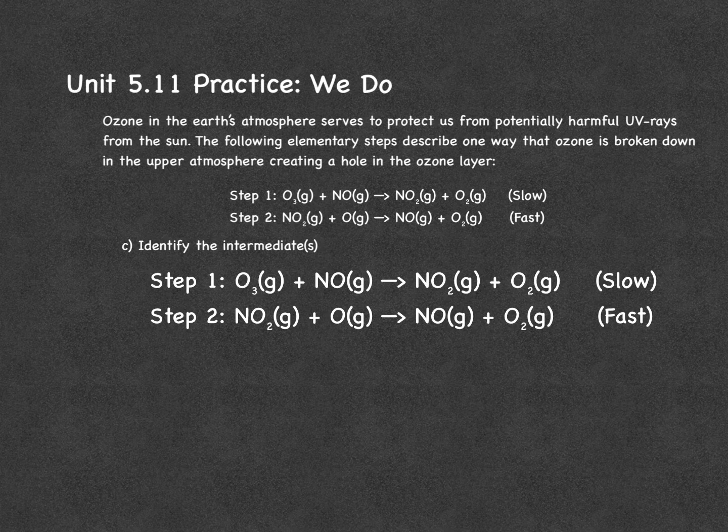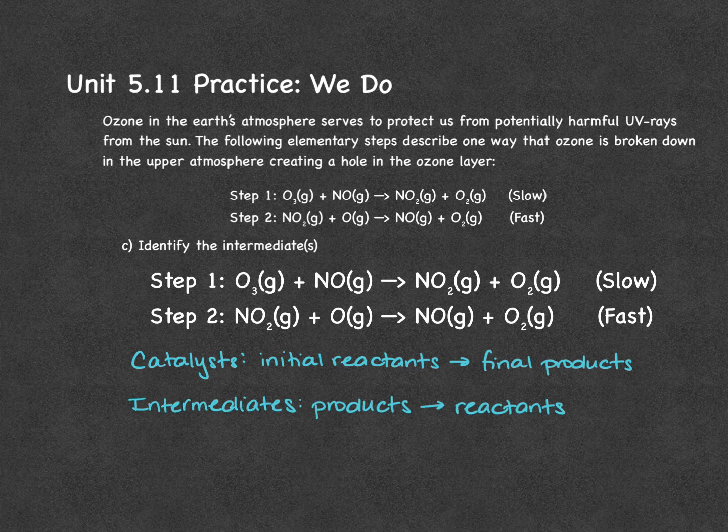So our intermediates are going to be those species that are produced and then consumed. So they're going to show up as products first and then as reactants in a subsequent step. So the difference between catalysts and intermediates is that catalysts show up as original reactants and final products, whereas intermediates are going to show up as products first and then reactants.